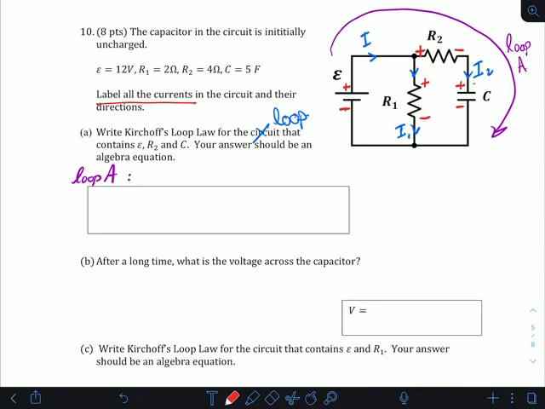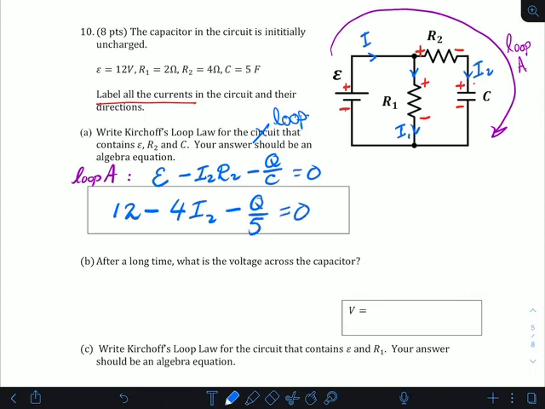So as I go around loop A, I'll find that we have an increase of potential at the EMF, and then I go through R2, and the voltage drops by I2 R2, and then it drops by the charge on the capacitor over C, and that's all equal to 0. So I have some numbers. Always put in numbers if you can. So it would be 12 minus R2 is 4, so 4 I2, minus Q over C, and C is 5, is equal to 0.